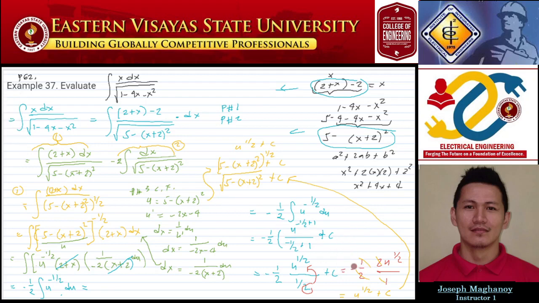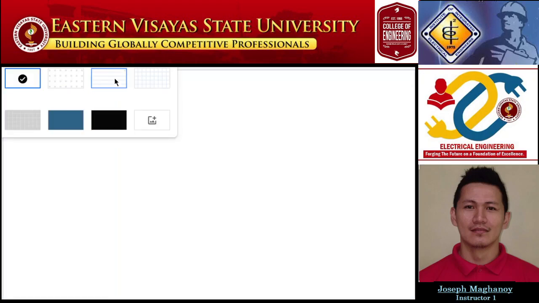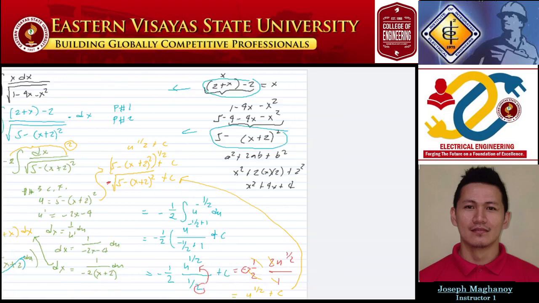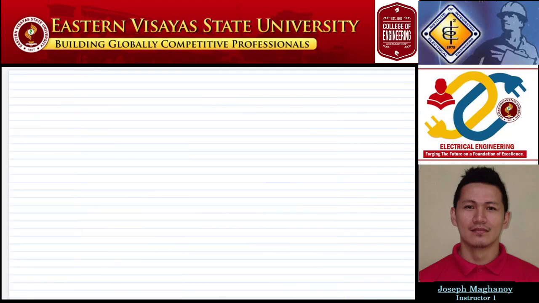Oops, we still have a negative here. Look, still have negative. Okay, I think we need to move to our next page. So rewriting our answer: negative 5 minus x plus 2 squared plus C. So that is negative square root of 5 minus x plus 2 squared plus C. So this is our first subject.